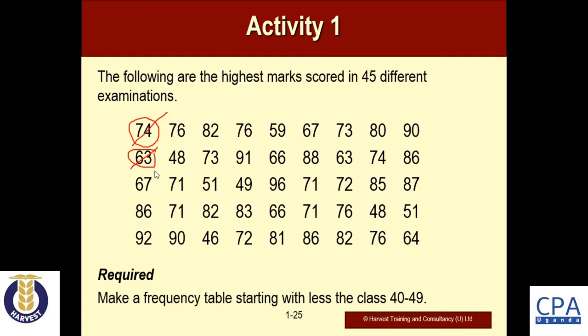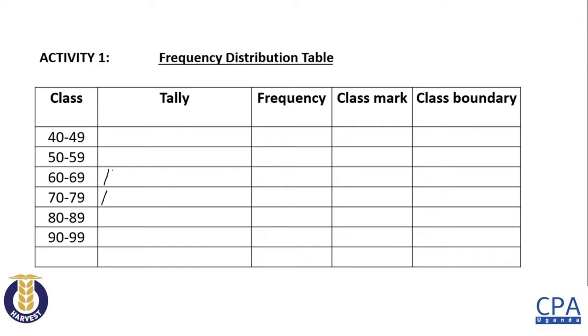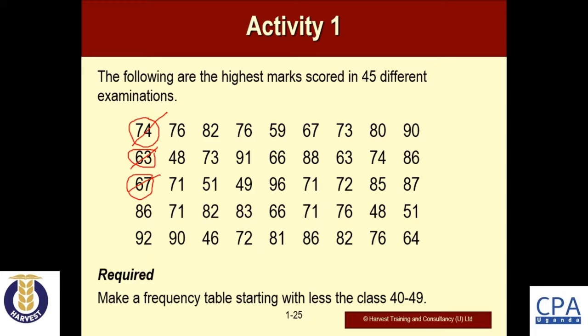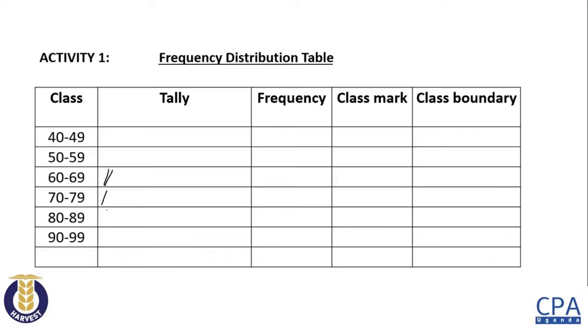Next, I move to the next score, which is 67. Okay, so I'll put a stroke on the 67. I'll look for the class limit that can accommodate my 67, and of course that is 60 to 69. Next, I'll move to the next score, which is 86. Okay, I'll cancel that one, and then of course I'll put a stroke on the class limit 80 to 89. So that is what we are going to do, and we shall continue like that until we cover all the scores in the raw data.